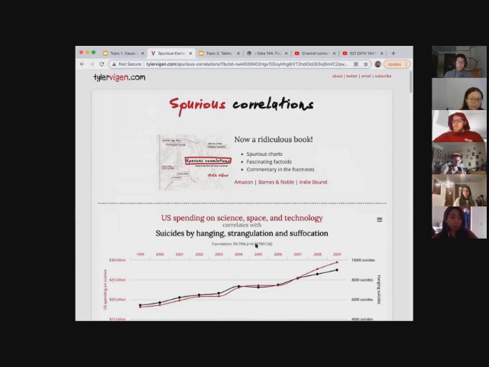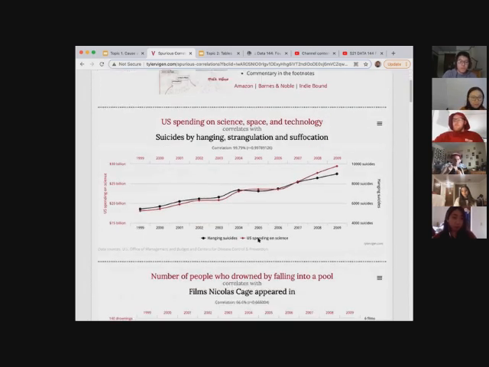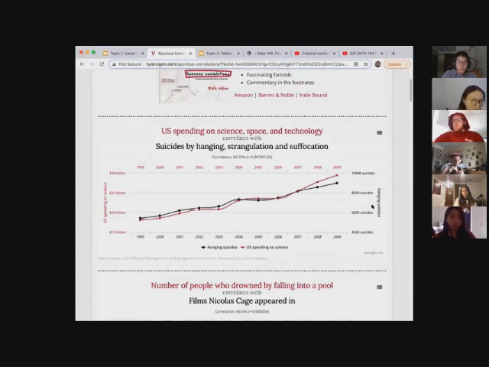But the idea is that if you have two variables like this, you are able to compute the correlation coefficient between the two, and the closer it is to one, the stronger the positive correlation. These graphs are just showing you what they call spurious correlations. The first one is U.S. spending on science, space, and technology correlates with suicide by hanging, strangulation, and suffocation. And the correlation is as high as 99.79%. Like I said, closer to one, the higher the correlation.